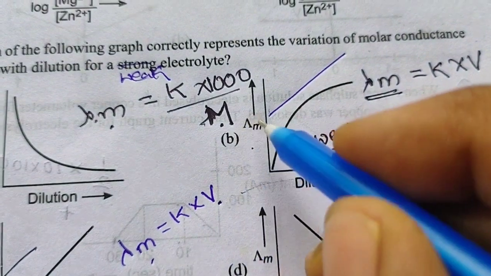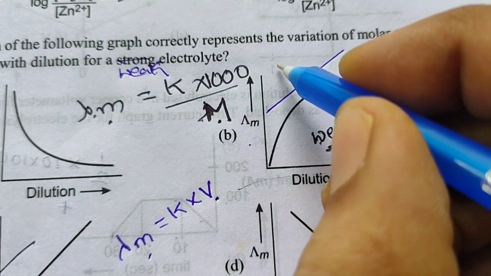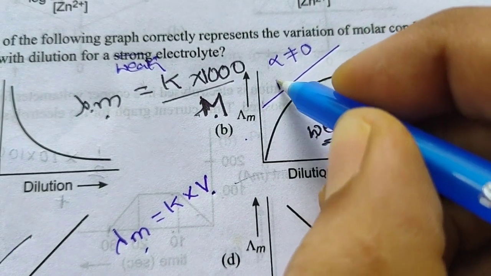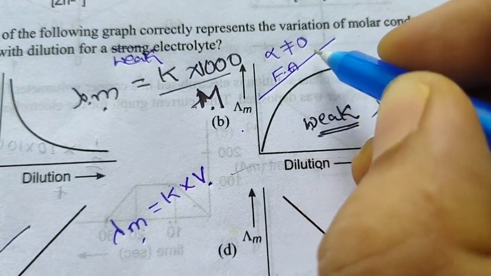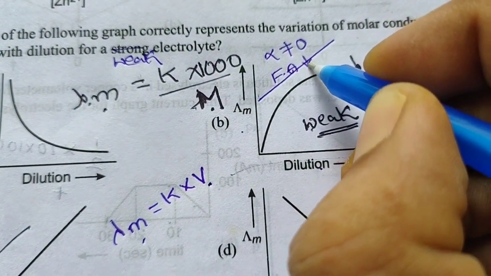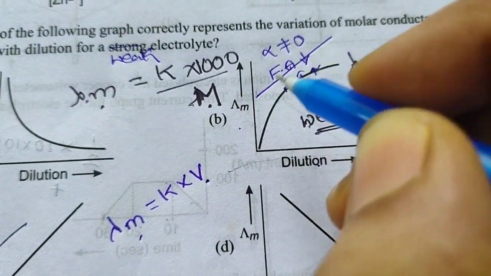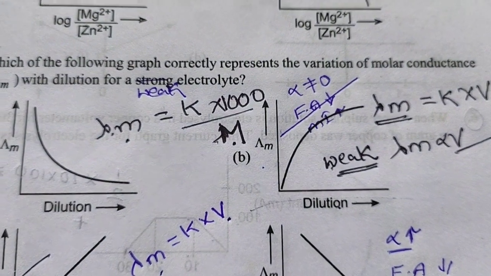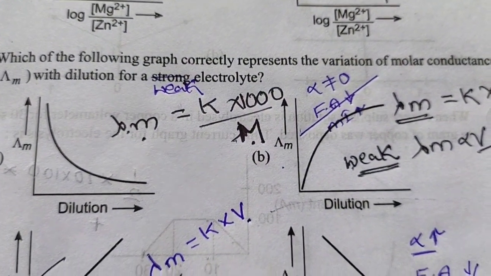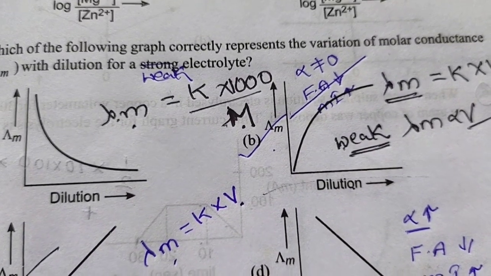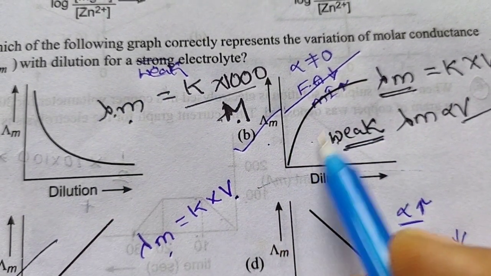Why? Because the alpha value is constant here, but the force of attraction between ions decreases and the mobility of ions increases. That's why it increases slightly. So B is the correct representation of a weak electrolyte, not a strong electrolyte.